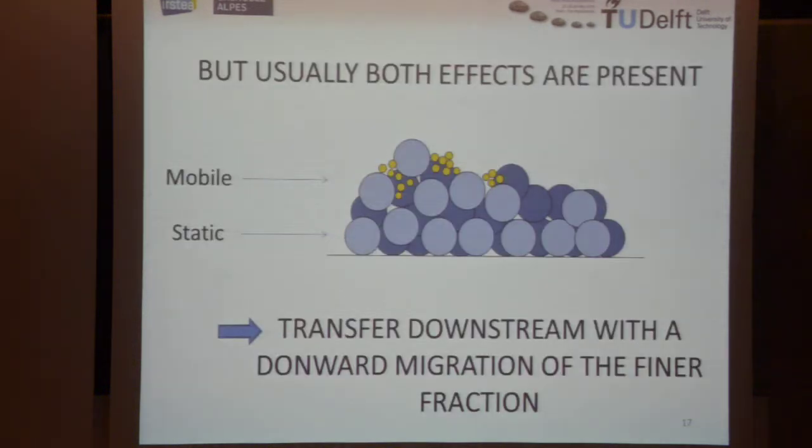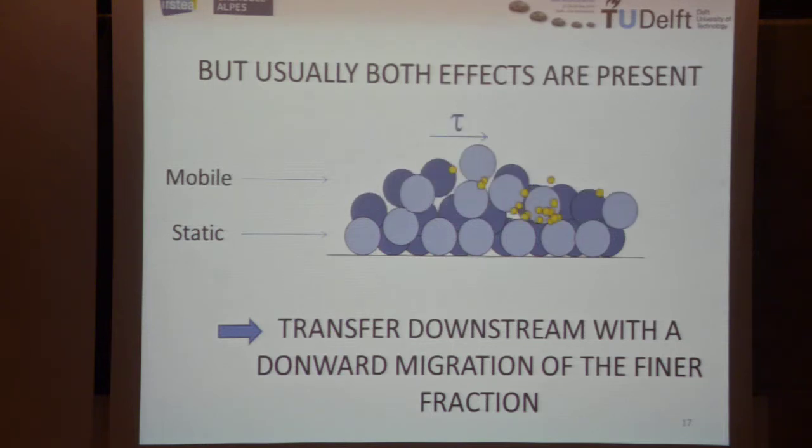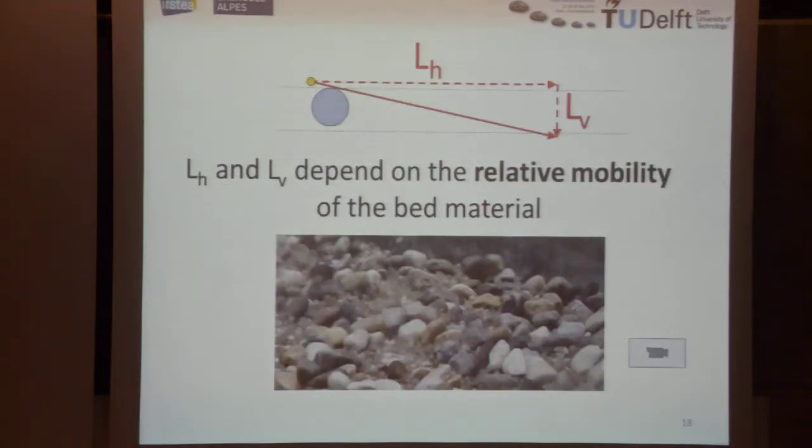So usually we have both effects actually, because what we observe in the flow is a mobile coarse layer moving over a more static layer. And we can define two distances, one horizontal and one vertical, associated with the trapping of sediment. So we can see that in a little movie.